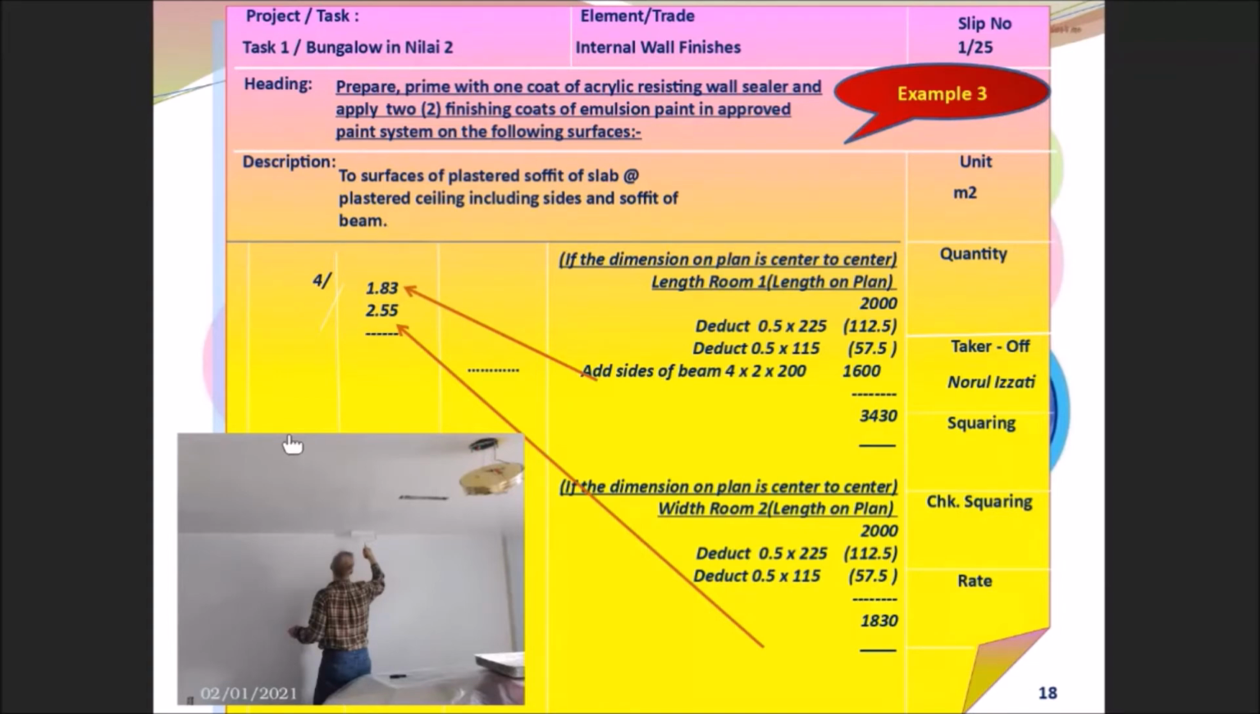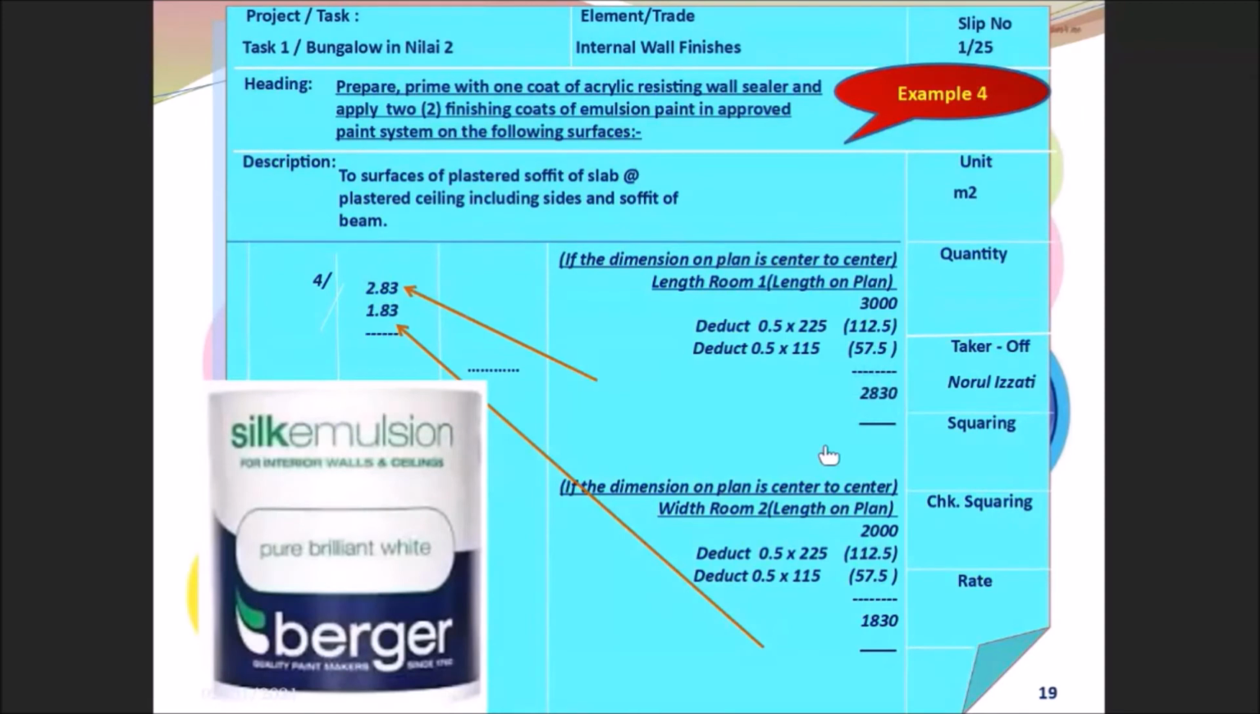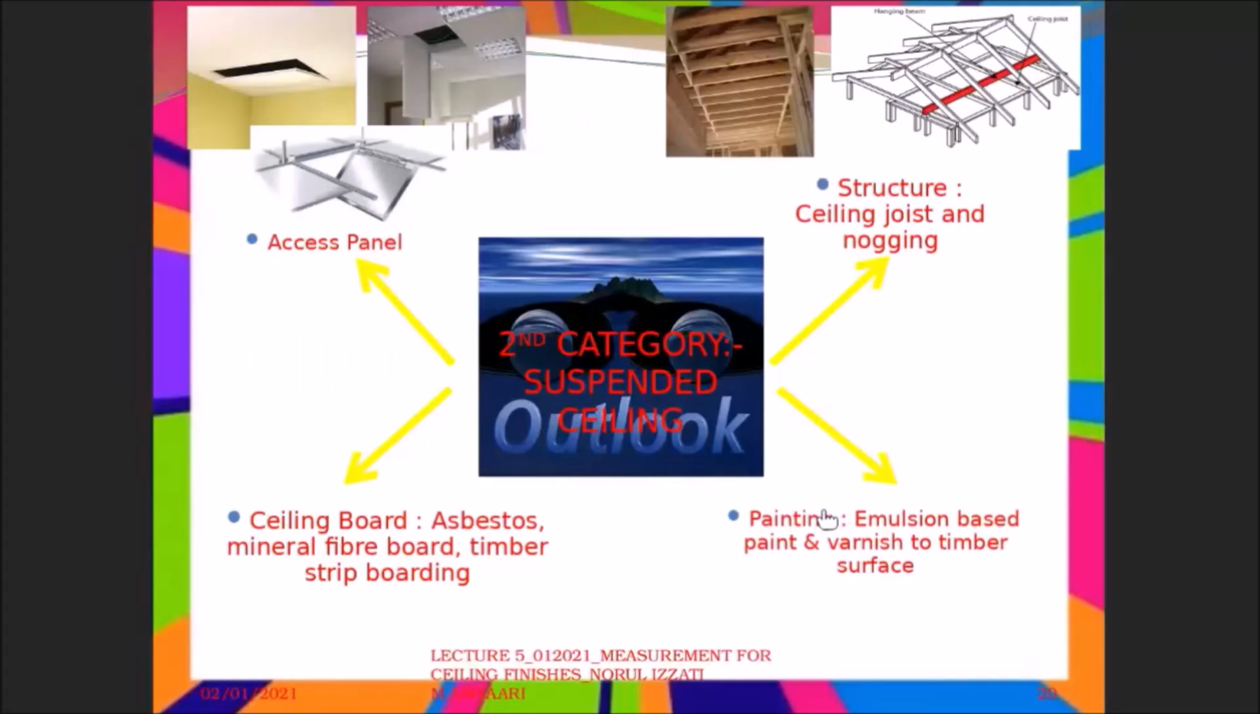Okay, this is the example of the application in photo. Normally, we have to measure this one separately because the price for painting the ceiling is the most expensive. So this is the third example. The fourth example is 2 surfaces of plastered ceiling, but this one is for when the stages of the height are different, then you can measure separately. Okay.